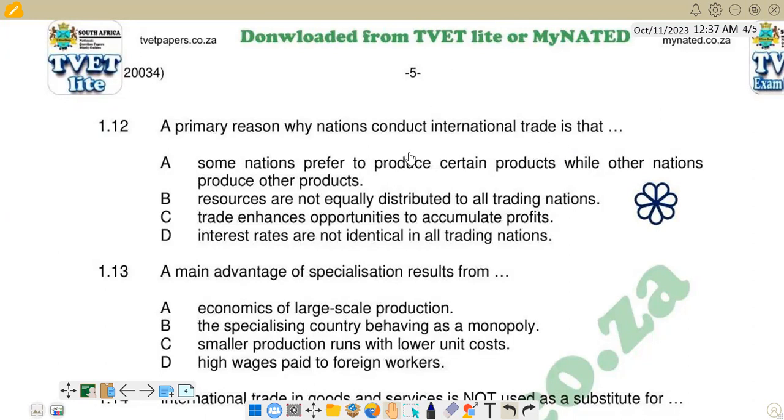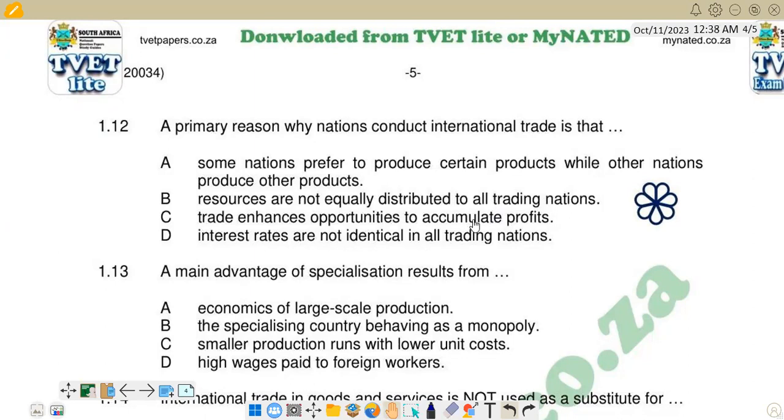Let's look at the other responses that we have. Resources are not equally distributed to all trading nations. Yes, this one is also very appropriate. The reason we engage in international trade is because some countries have certain resources that we do not have as a country. So by international trade, we are accessing resources from other countries. So this one is more appropriate. Then you go to see trade enhances opportunity to accumulate profits. This is not the primary reason why we engage in international trade. Of course, the accumulation of profits might be a reason, but not a primary reason.